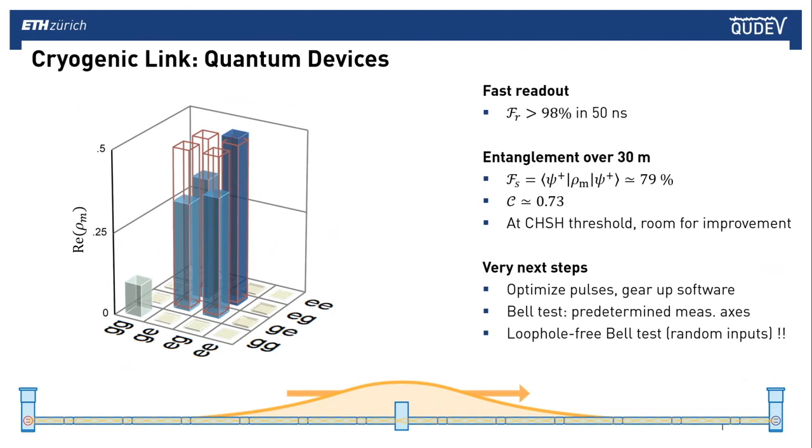And then we plan basically to run a Bell test with first a predetermined measurement basis, and finally to tackle the freedom of choice and the locality loophole by selecting the measurement basis at random from the outcome of a fast quantum random number generator. So that's a very exciting time right now in Zurich.